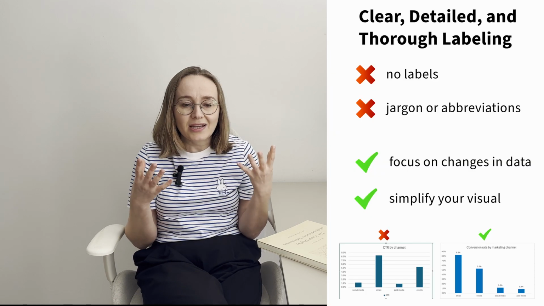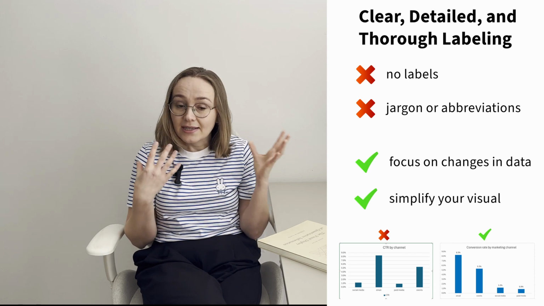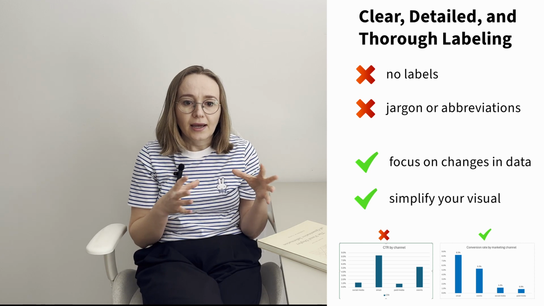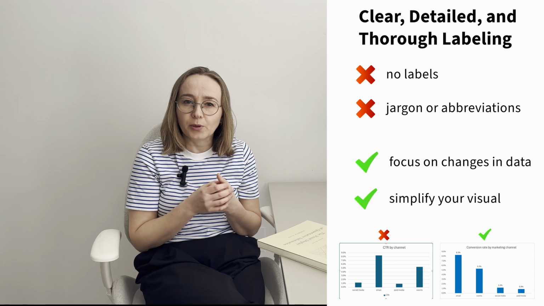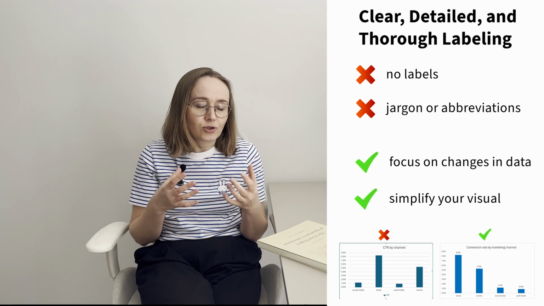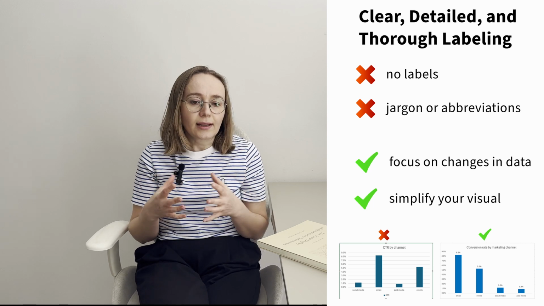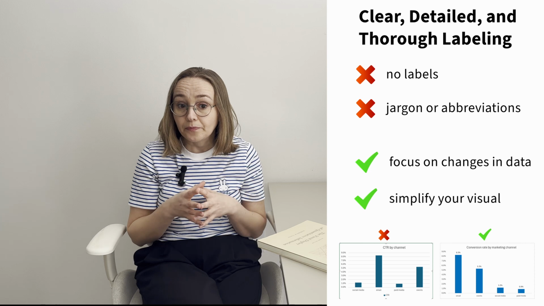So principle number 3, clear, detailed, and thorough labeling. Imagine a map without any labels. It's useless, right? Same goes for data visualization. Proper labeling is essential for understanding your data, especially if you're sharing your report with someone, so they don't have to figure out your visualization by themselves. So use labels for axes, data points, and legends.